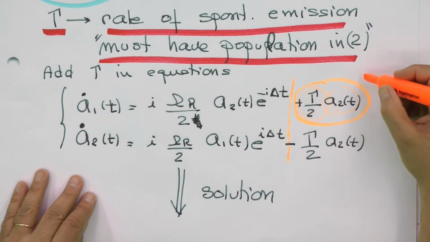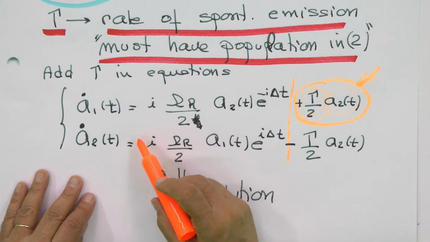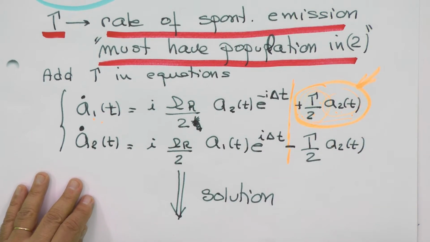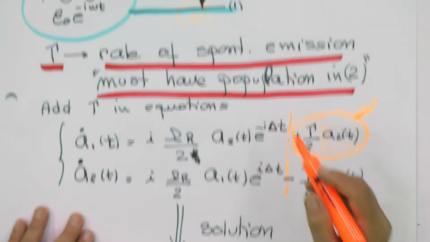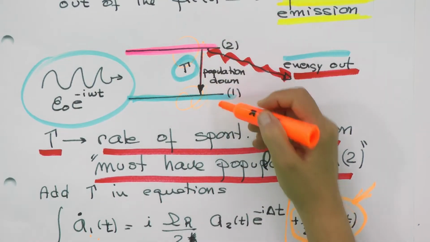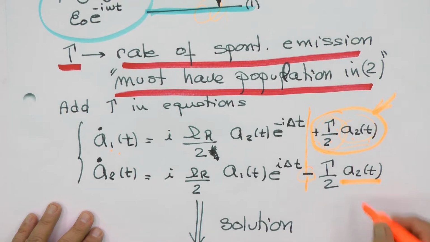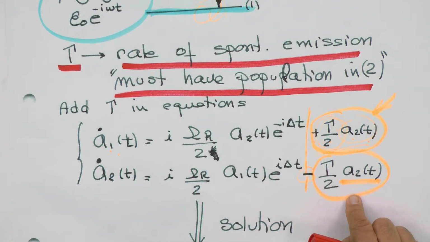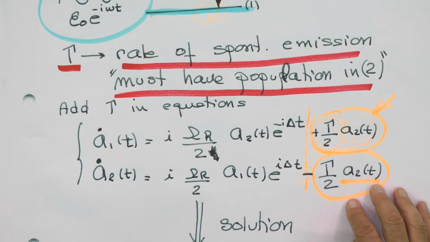So for A1 we add this term because gamma represents the rate of spontaneous emission. It's increasing the population of level 1, so it's positive. But it's negative for the population of level 2 because the spontaneous emission is decreasing it. So we add it as negative because it's decreasing, and still it must be proportional, because it will not take place if there is no population in level 2. So we add the 2 extra terms. That makes things a little more complicated.